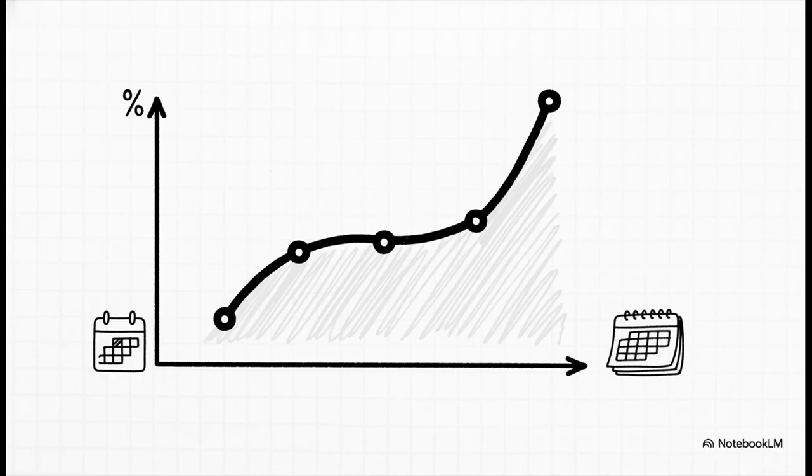So think about it like this. Along the bottom of the graph, you have time. This could be anything from just a few months all the way out to 30 years. And then going up the side, you have the interest rate you'd get for that specific amount of time. You just connect the dots for all those different time periods, and boom, you've got a yield curve.